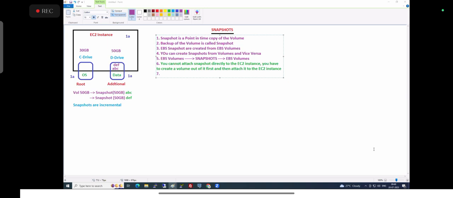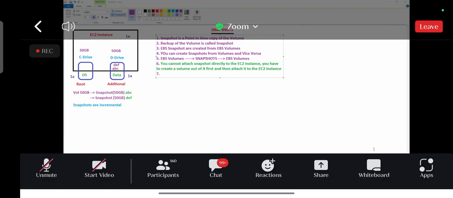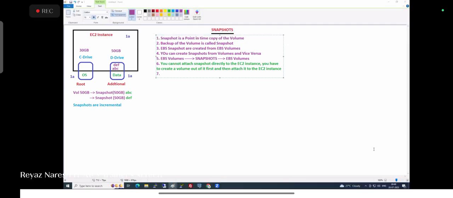So what is the size of the volume? 50 GB only. And then if you add any data into that 50 GB, snapshot will get automatically increased? No, again you need to create a snapshot. That's why I said snapshots are point in time copy only. It will not get automatically incremented. Okay, you have to take the snapshot.